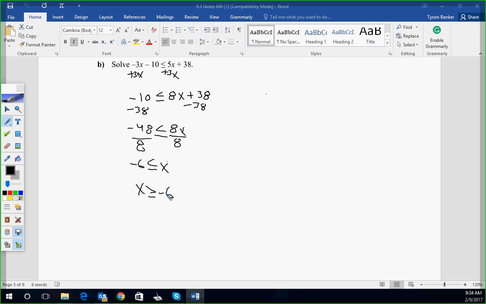Okay, so again, draw our number line, put negative 6. It's a solid dot on negative 6. And it's going to the right. So an easy one to try would be 0, because 0 is bigger than negative 6. If I put 0 in, it essentially gets rid of your variables. Is negative 10 less than 38? Yeah.